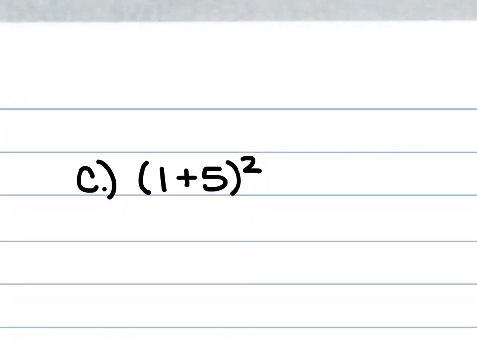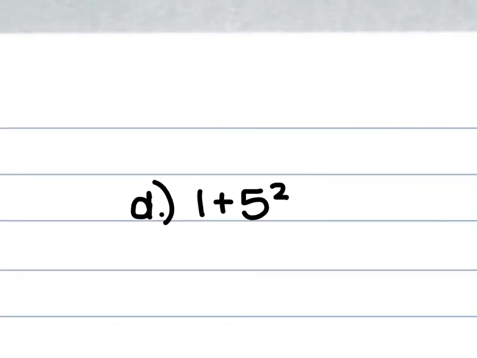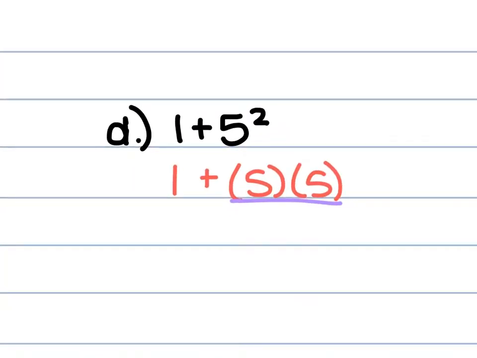For C, we have 1 plus 5 in parentheses, squared, so we have to do what's in parentheses first. The 1 plus 5 is 6, and 6 squared is 36. For D, we have 1 plus 5 squared. The 5 is the only thing that has that exponent of 2, so this is the same thing as 1 plus 5 times 5. Remember, order of operations, you want to do the 5 times 5 first, so that's 1 plus 25, which is 26.